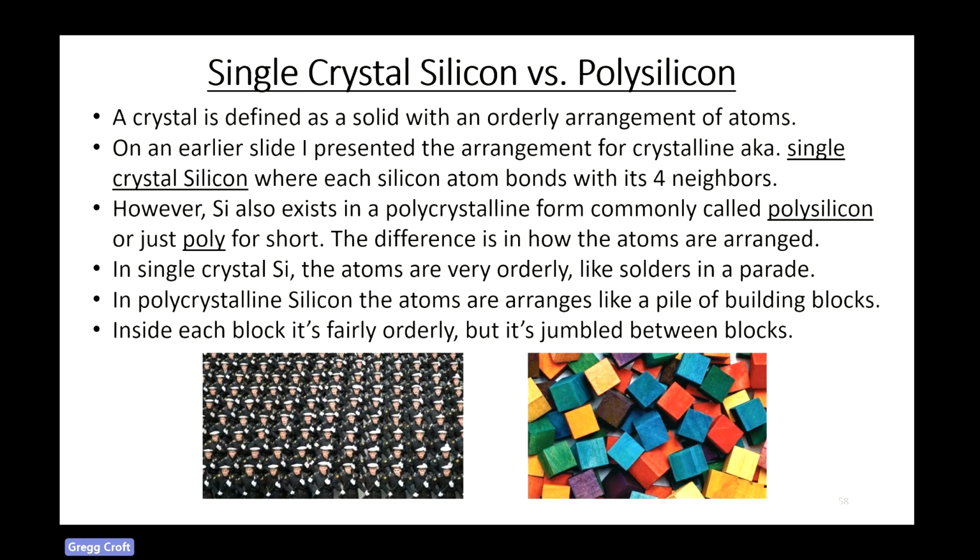In single crystal silicon, the atoms are very orderly, like soldiers marching in a parade. In polycrystalline silicon, the atoms are arranged more like a pile of building blocks.